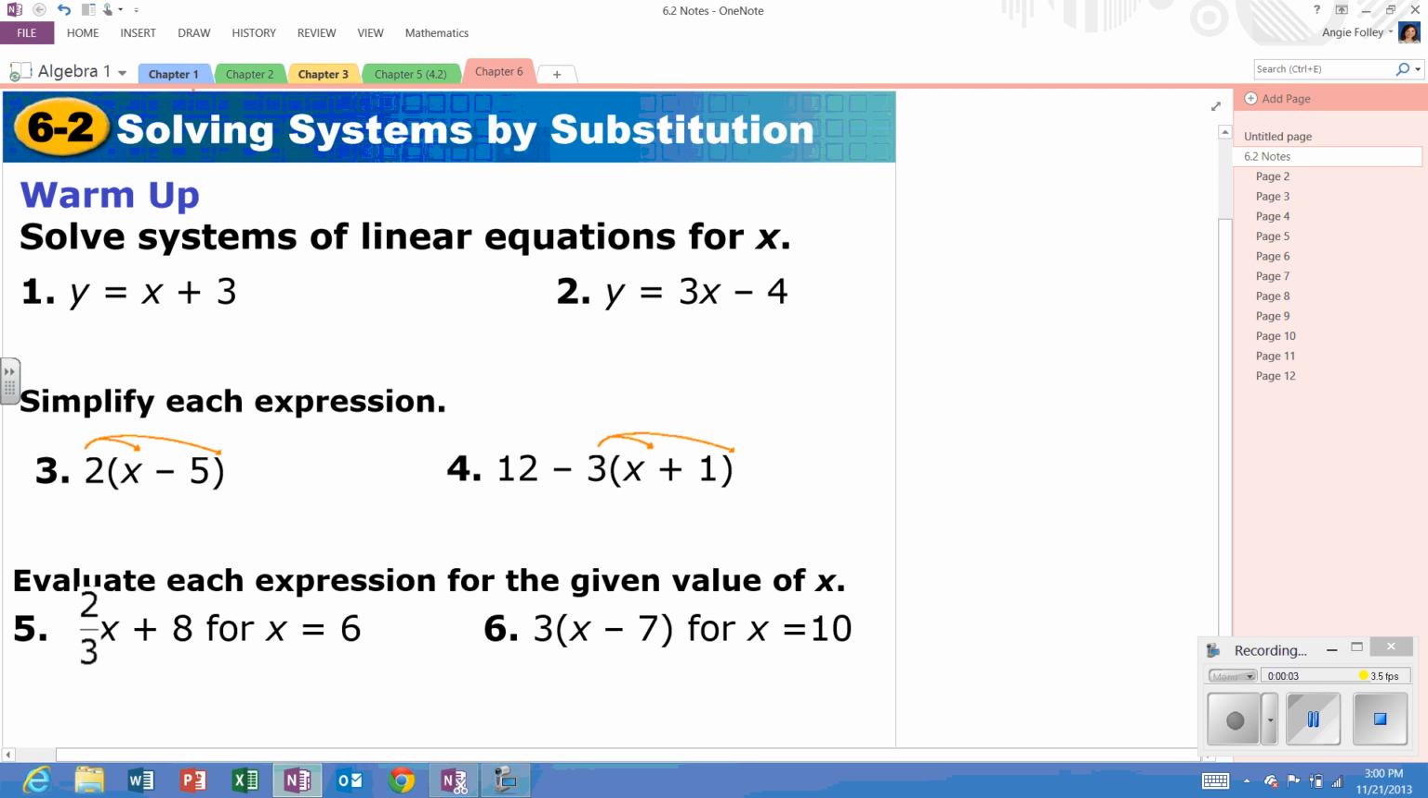Okay, so this is Algebra 1, Lesson 6.2. We're going to look at solving systems of equations by substitution. So let's start with our warm-up.